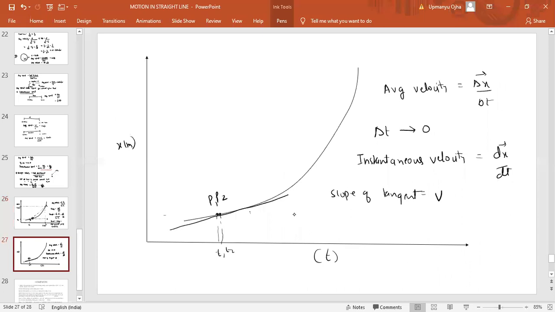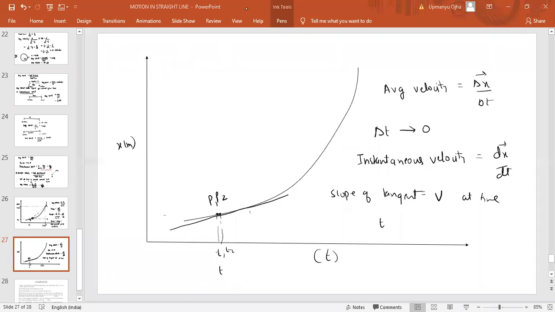So the slope of the tangent would be the instantaneous velocity at a point A, or we can say at a time t. Since t1 and t2 are very close to each other, we can assume the time to be t. So the slope of the tangent would be the instantaneous velocity at time t. We can represent the instantaneous velocity on the graph. You have to remember that instantaneous velocity on a graph is the slope of the tangent to the graph at that instant of time.